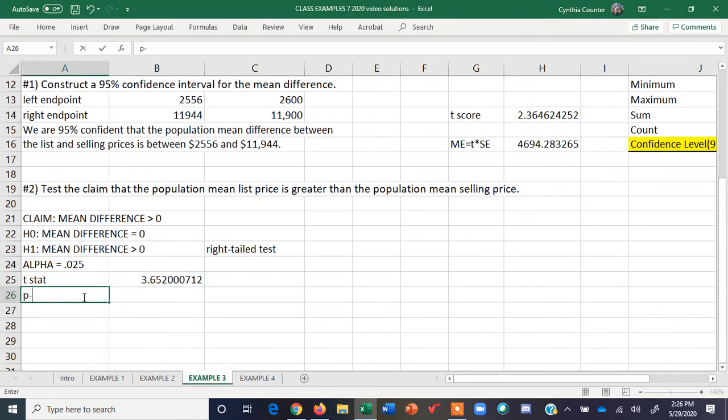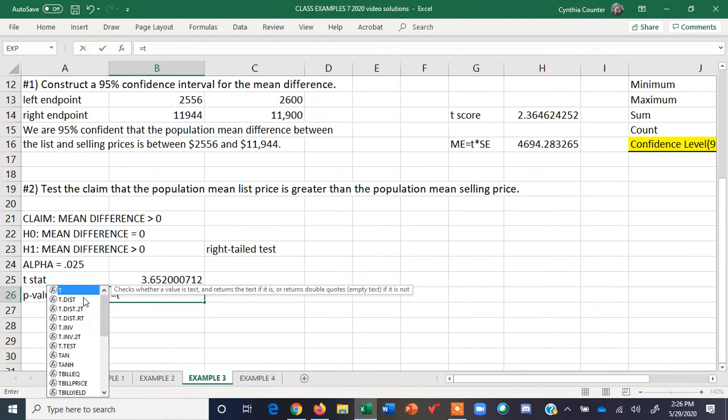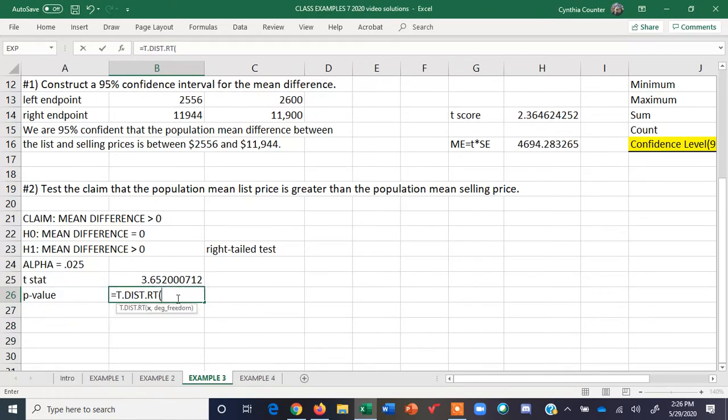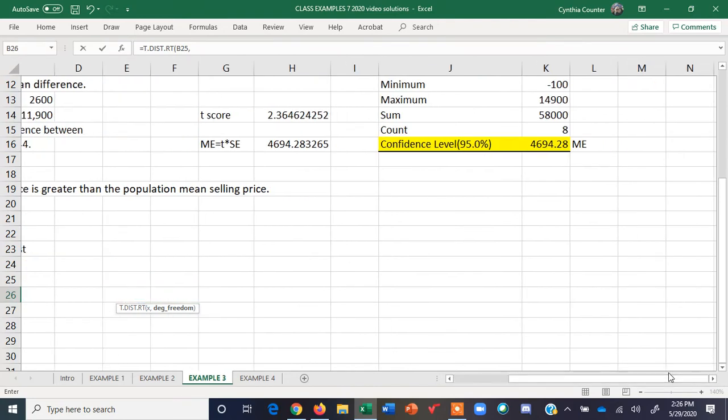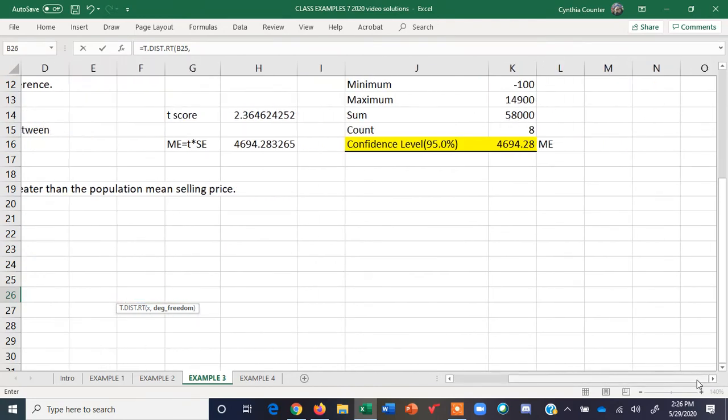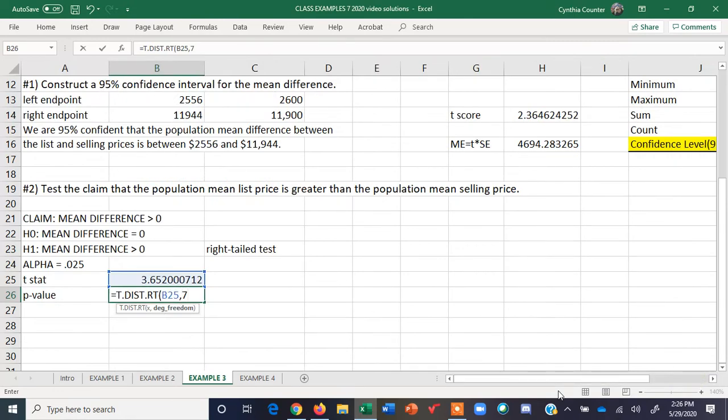So for this p-value, we're using a T-stat, so we use a T-dist. It is right-tailed, so we want T.DIST.RT. Our input is our T-stat. Degrees of freedom, 1 less than the sample size or the number of pairs, so that would be 7. And there we have 0.004. Notice that is definitely smaller than alpha, so we reject the null hypothesis and support the alternative hypothesis.